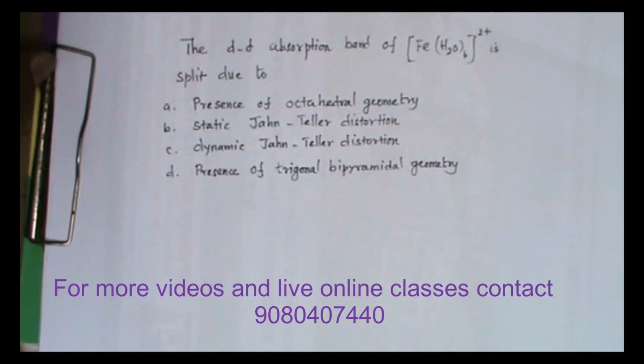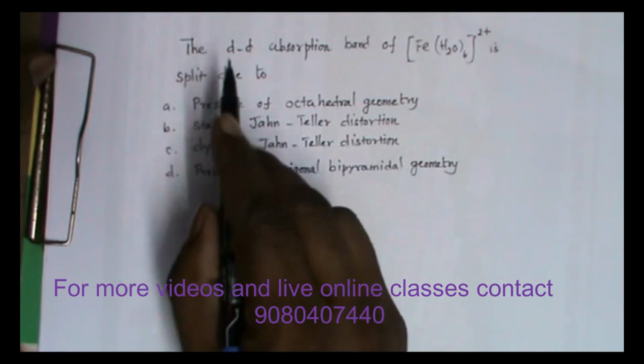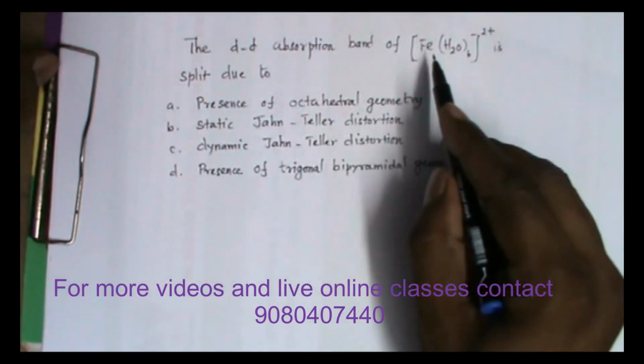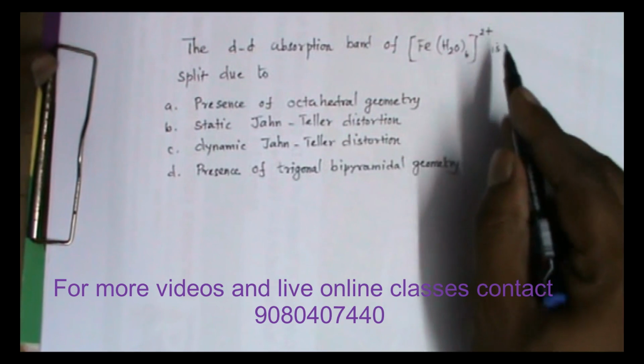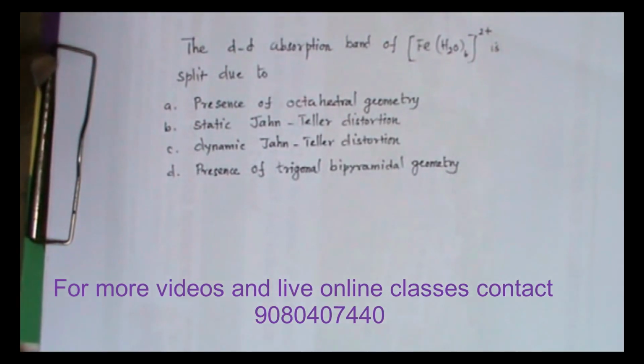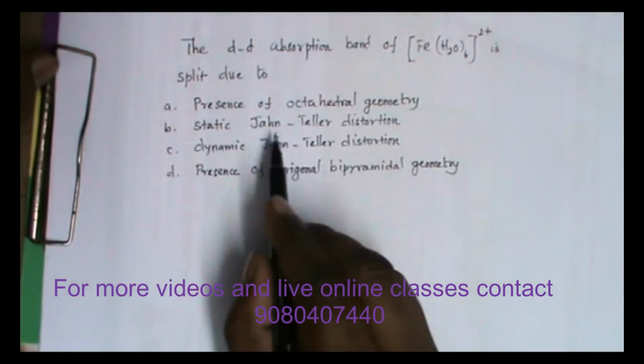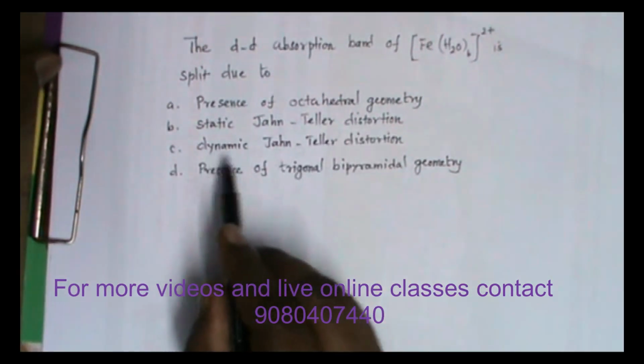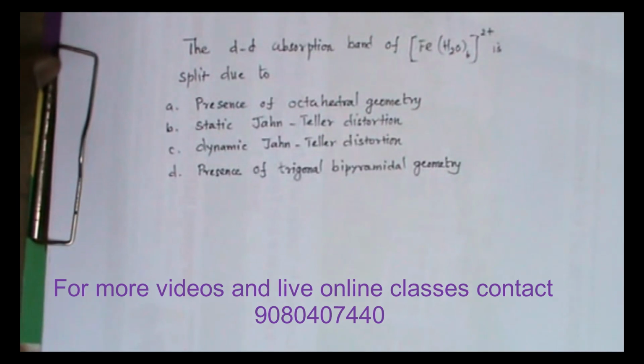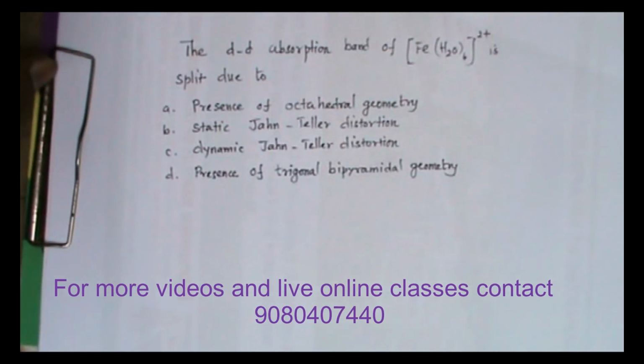In this video, we are going to solve a problem based on Jahn Teller distortion. The d-d absorption band of [Fe(H2O)6]2+ is split due to: presence of octahedral geometry, static Jahn Teller distortion, dynamic Jahn Teller distortion, or presence of trigonal bipyramidal geometry.